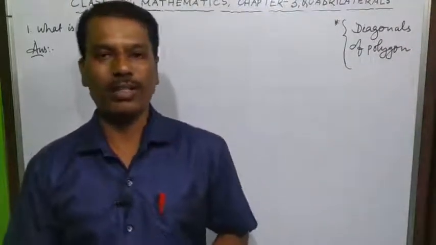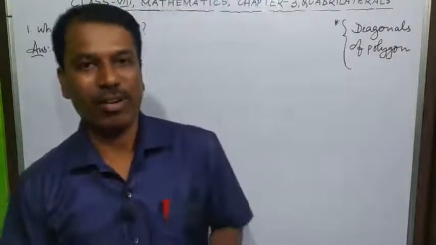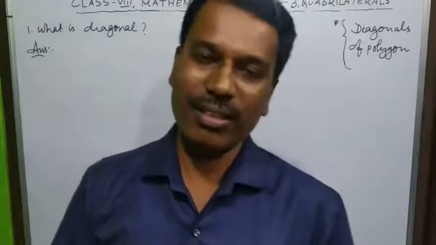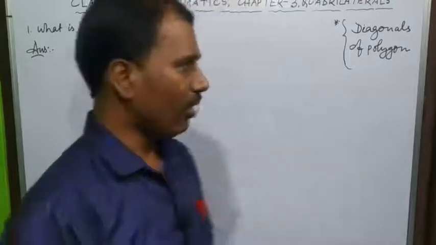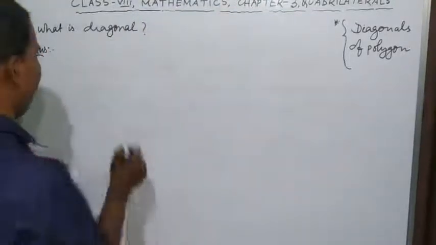Today's class is a very important one. We shall learn today what is called a diagonal of a polygon. What is called a diagonal of a polygon? So what is a diagonal? I have written here the question as what is a diagonal?